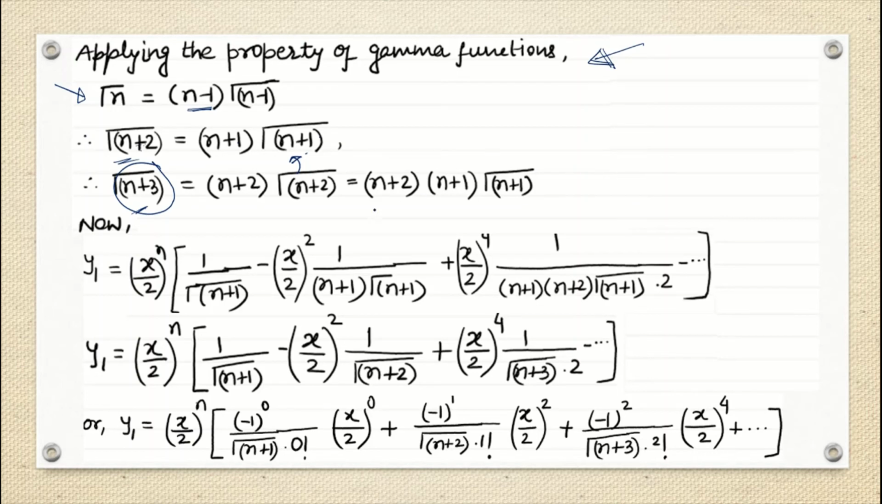So here this is the same thing we had written down here, I've just copied it here. This can be arranged in this fashion. This is x by 2 whole to the power n, 1 by gamma n plus 1. Now what is this one? This is n plus 1 gamma n plus 1, which will give you how much? Gamma n plus 2, right? Similarly, n plus 1, n plus 2, gamma n plus 2 will give you gamma n plus 3. Same thing we had seen here, and then 2 was multiplying here. Okay, and so on.